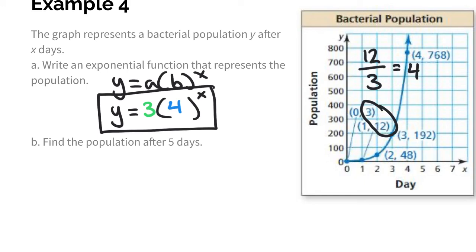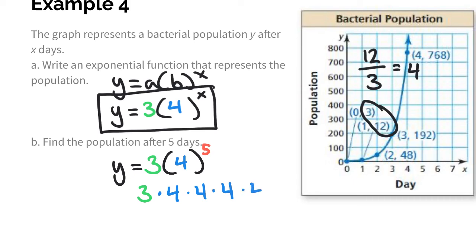But now that I know my function, y equals 3, and then we have our multiplier, which is 4, now instead of x, I can plug in my input of 5. And it's like saying, okay, I'm going to start at the number 3, and I'm going to multiply by 4, not once, not twice, not 3 times, but all the way up to 5 times. And that's going to tell me then my bacteria population, which would be 3,072 as my output. All right, quick little application there of what we've been talking about.